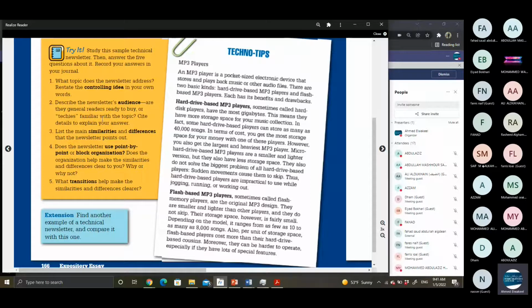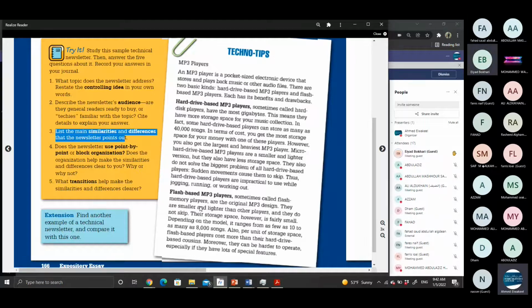Nice boys, bravo. And number three, list the main similarities and differences between both MP3 players. Can I answer? Okay. They're both portable. Yes, bravo. Both of them are portable, easy to carry. They can both be used to hear audio files. Both of them support audio files.